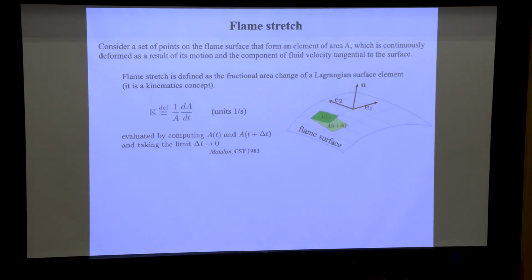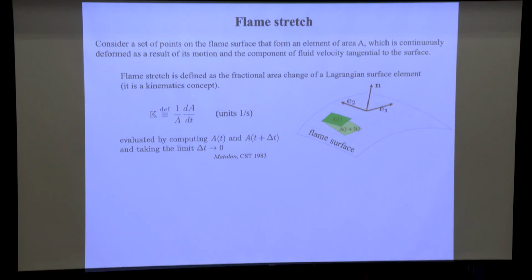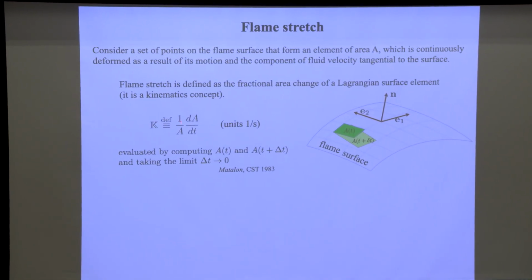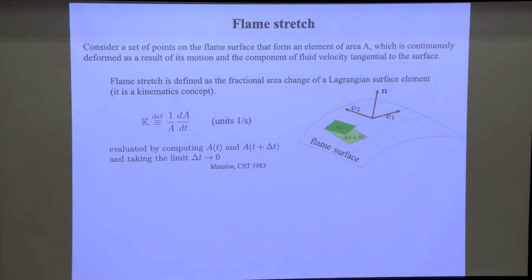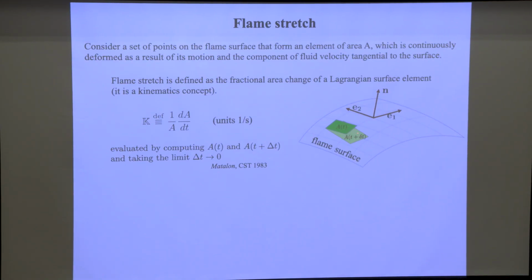Good, so first of all, flame stretch. Same definition as before. Flame stretch is the fractional area change of a Lagrangian surface element, meaning an element on the surface that is retained on the surface. It's really a kinematic concept. And it's defined as 1 over A dA/dt, where A is the small element of the flame surface. So at time t it is the green part, at time t plus delta t. This delta is not the small parameter from before. It means a small change in time. It is the yellow part.